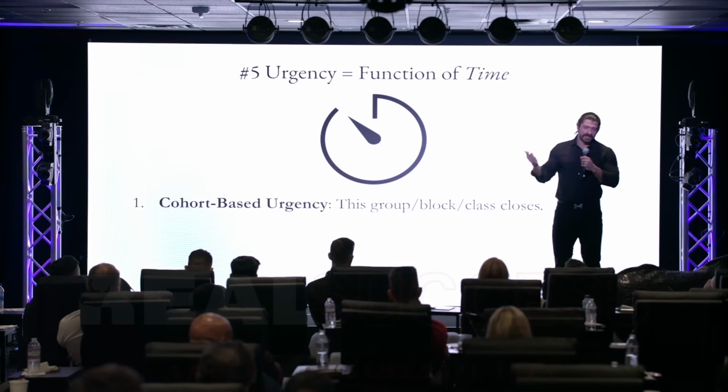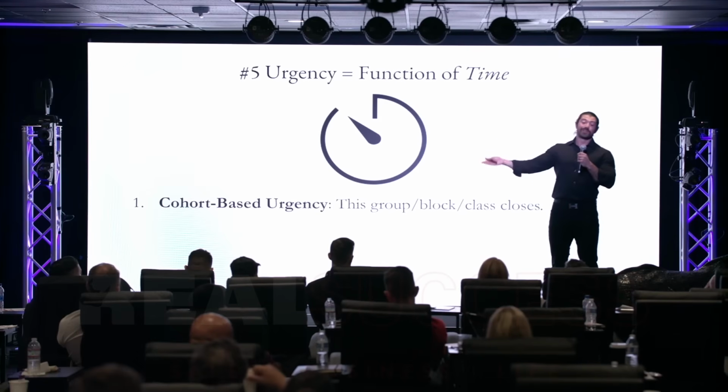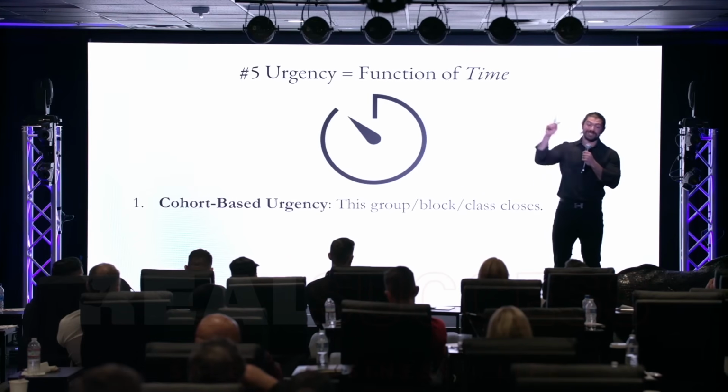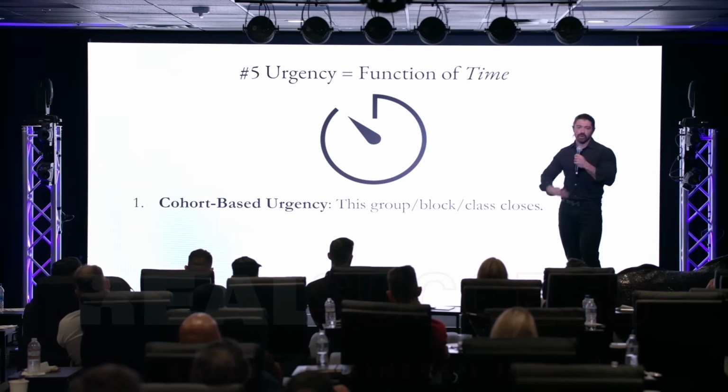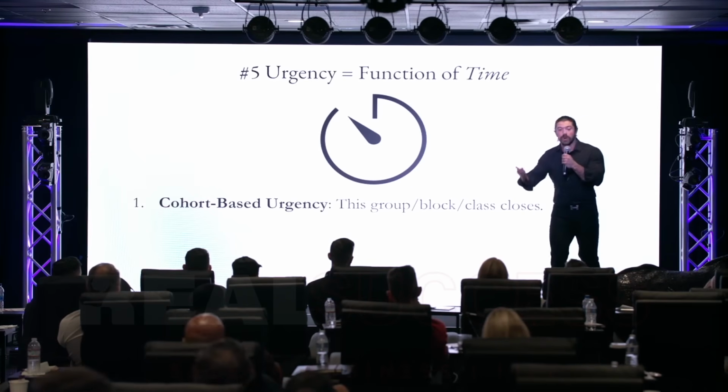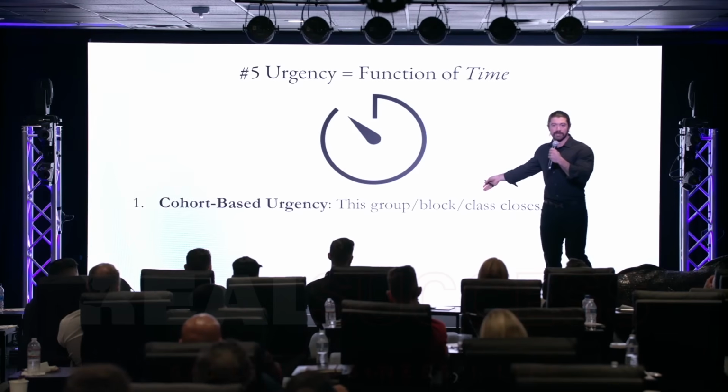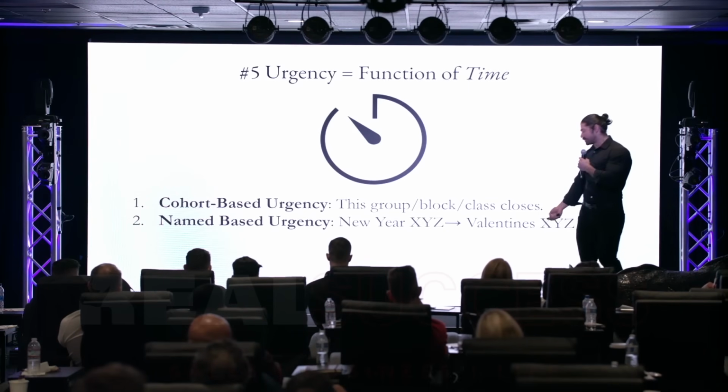Now, if she says no and comes back on Monday, I'm like, you should see the next group. It's good that you missed this group because the next one's even better. And it starts on Monday, right? And so you always have this rolling cohort that can happen, which you're probably already doing. You're just not selling it. The next kind of urgency is name-based urgency.